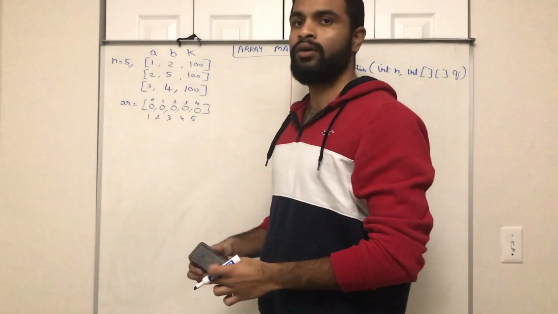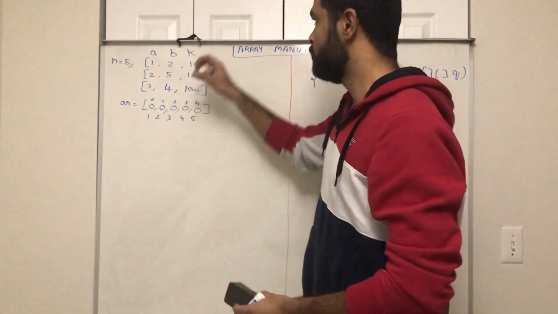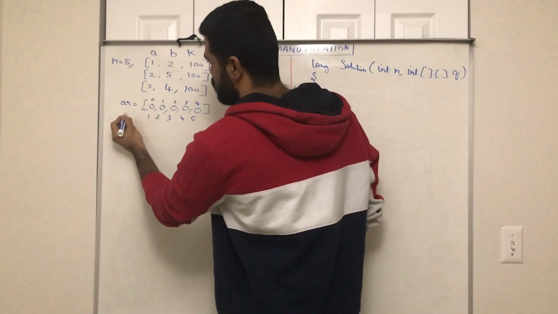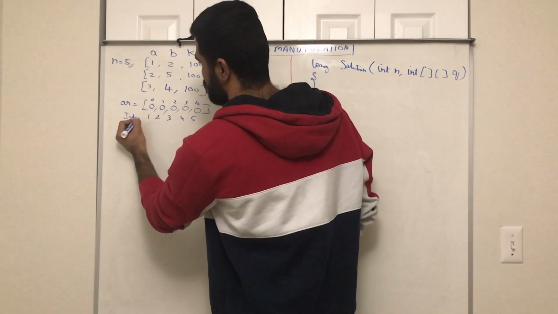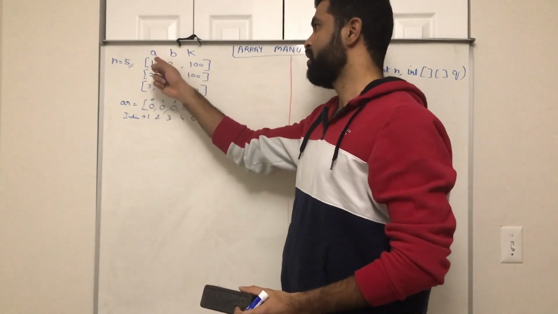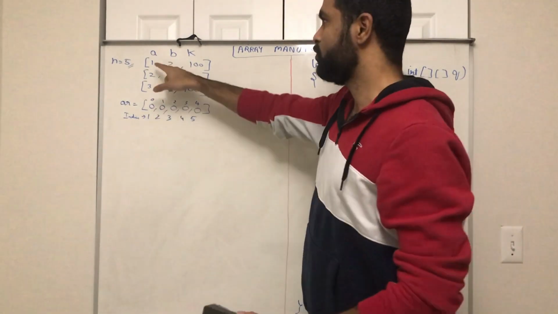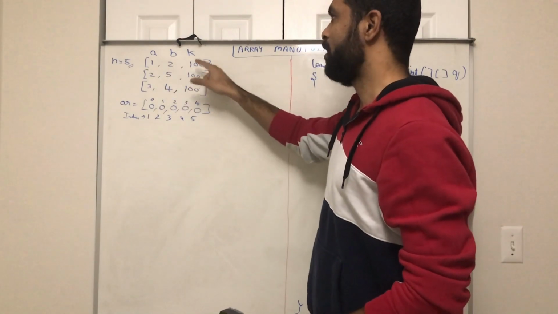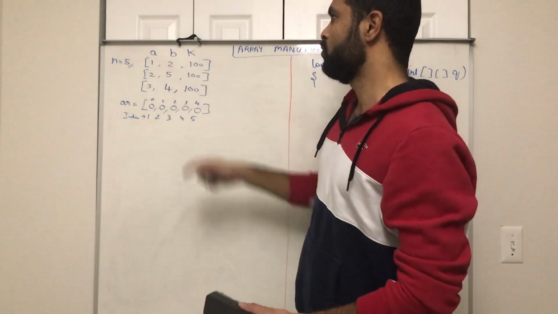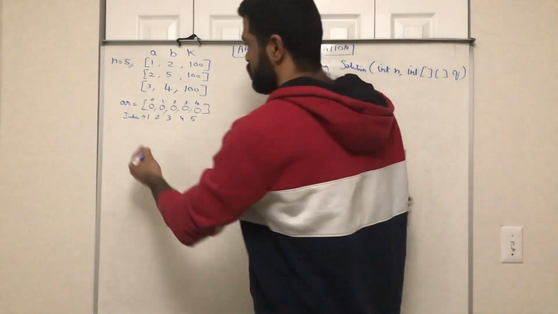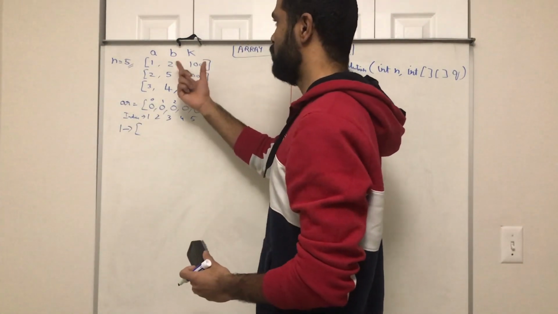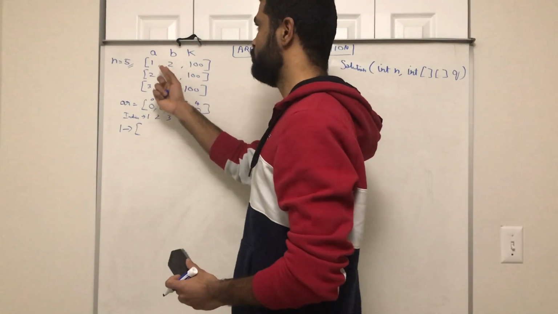The problem is you have to perform each and every query on this array. In the first query, a and b are the indices, and I have to add 100 from point A to B, which is 1 to 2. So let me perform query 1. After performing query 1 on this array, I have to add 100 from point A to B, which is 1 to 2.